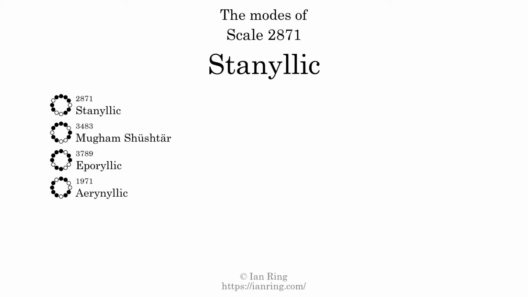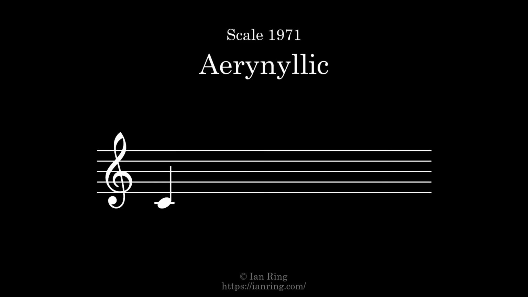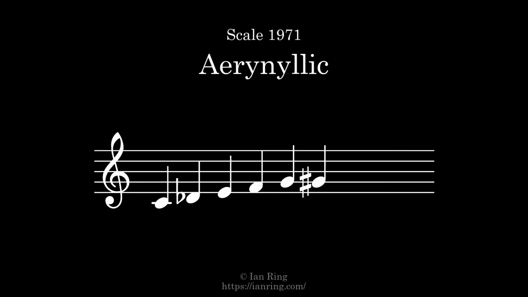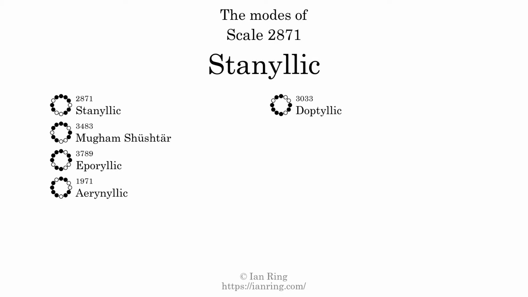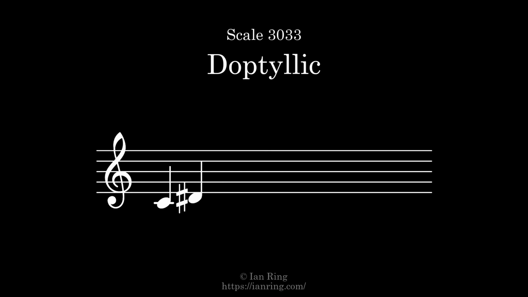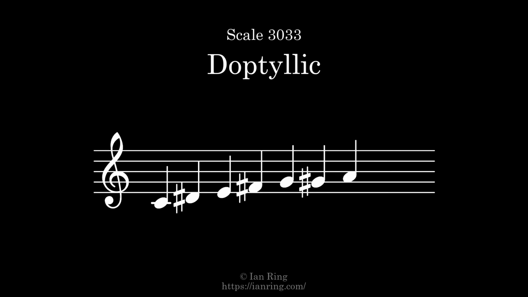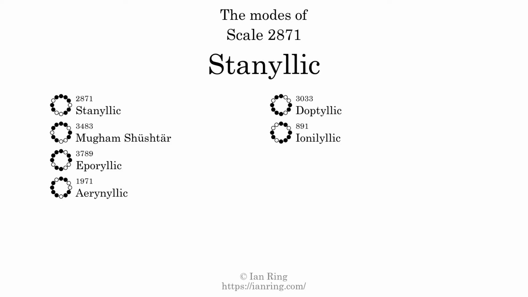The fourth mode is scale 1971, also known as Stanyllic. It sounds like this. The fifth mode is scale 3033, also known as octatonic. It sounds like this. The sixth mode is scale 891, also known as Stanyllic. It sounds like this.